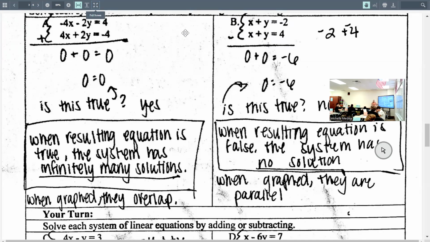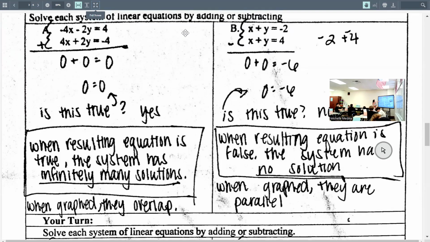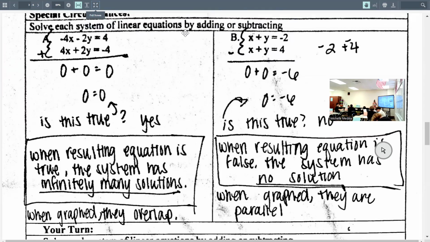Infinitely many. That means that there's more than one combination of x and y that'll make it true. Okay, so what's true is infinitely many.